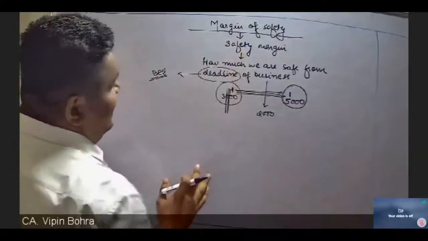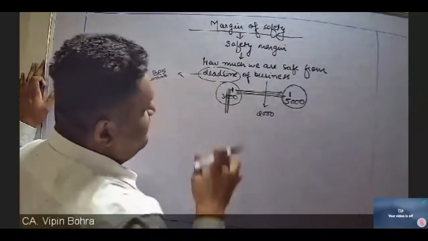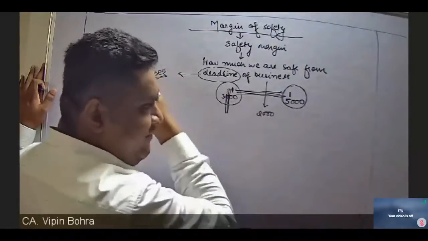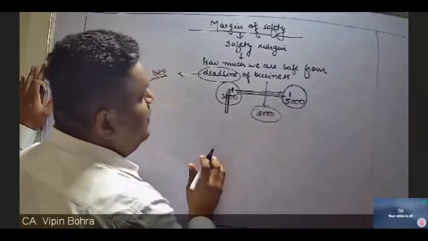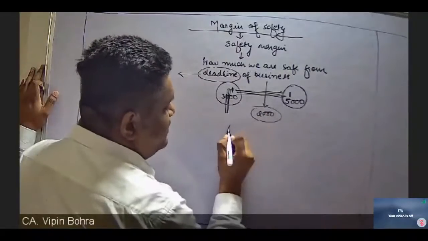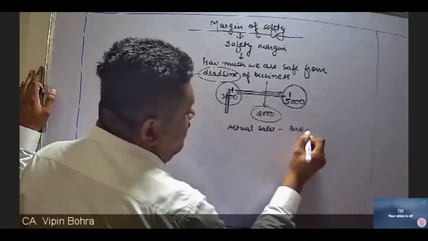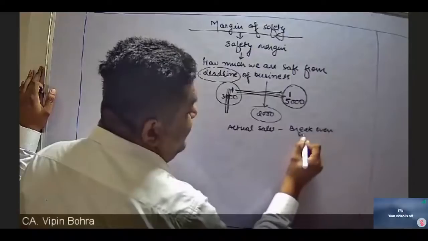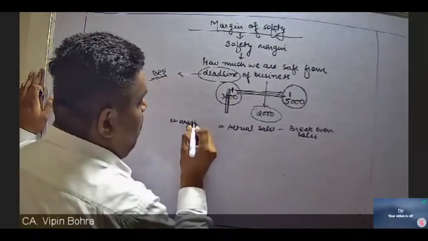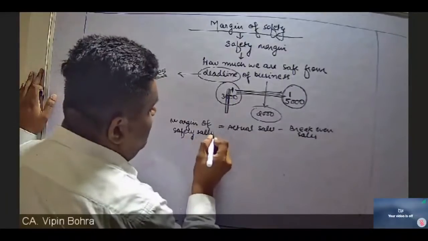So, margin of safety, safety margin, it means what? How much we are safe from the deadline of business. That is, suppose my deadline is say 3000 sales and I am at a sales of 5000. So how much am I safe? 2000. Deadline means what? Break-even sales. So suppose I am standing at a sales of 5000. This is my actual sales. My deadline is my break-even sales. This is how I will derive margin of safety.